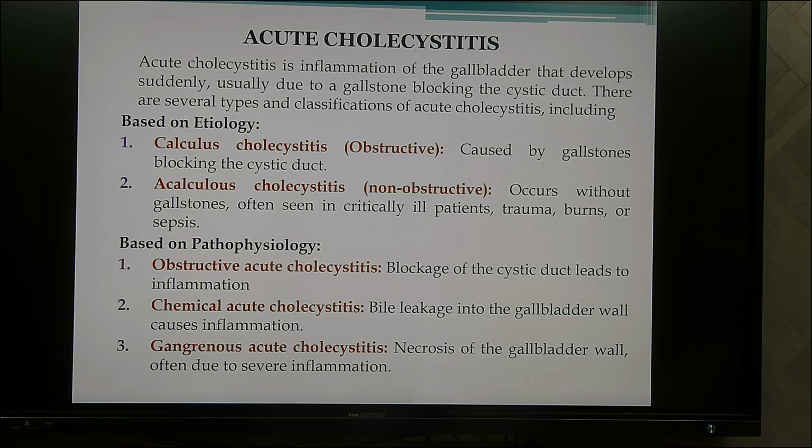And based on pathophysiology, cholecystitis is classified into 3 types. Obstructive acute cholecystitis, where blockage of the cystic duct leads to inflammation; chemical acute cholecystitis, where bile leakage into the gallbladder wall causes the inflammation; and gangrenous acute cholecystitis, where necrosis of the gallbladder wall occurs, often due to severe inflammation.